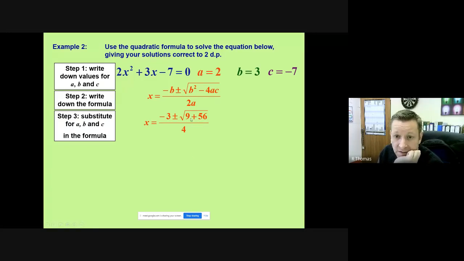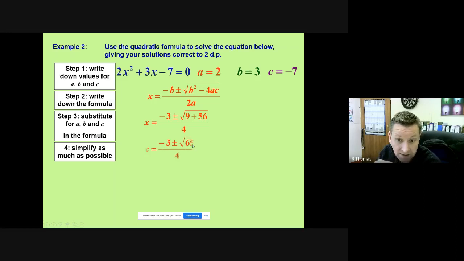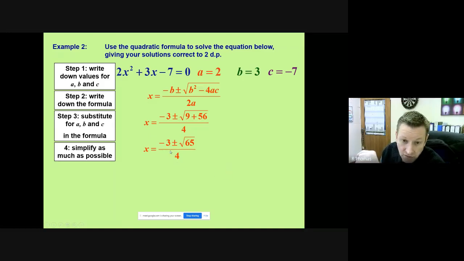Okay? That's the bit where you're going to make an error, probably. The minus turns into a plus. 9 plus 56 is 65. So before you pick up your calculator, I would like to see that written down. Now you're going to have to start pressing buttons. Okay? So use the brackets. You're going to do brackets minus 3 plus root 65, close brackets, divide by 4. And then brackets minus 3 minus root 65, close brackets, divide by 4.